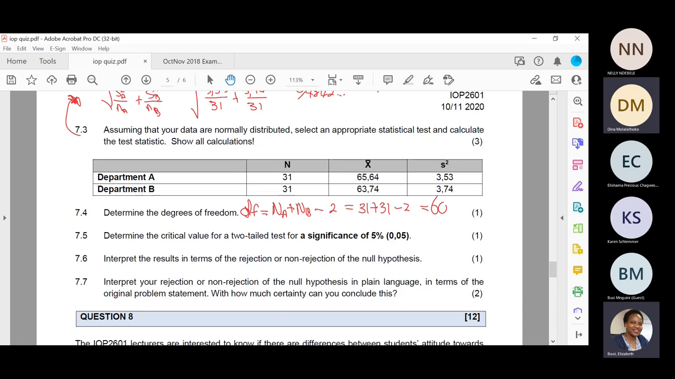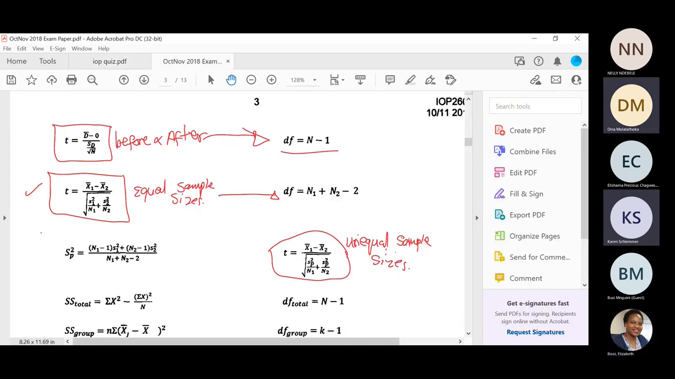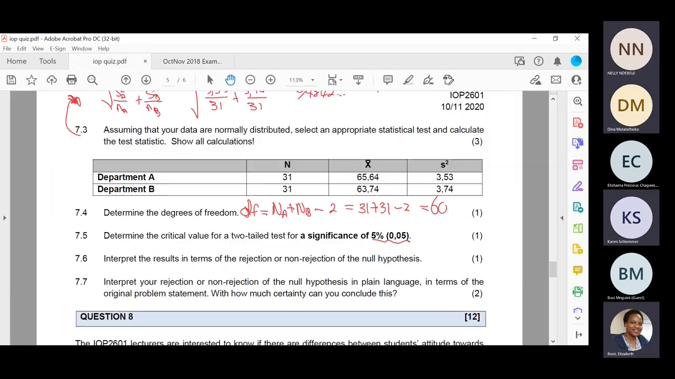Determine the critical value. Lizzie, can you just go back to your formula sheet where you're saying this one belongs with this one and this one? See, okay. And also this one uses the same degrees of freedom. Yes, yes. Okay. Thank you.